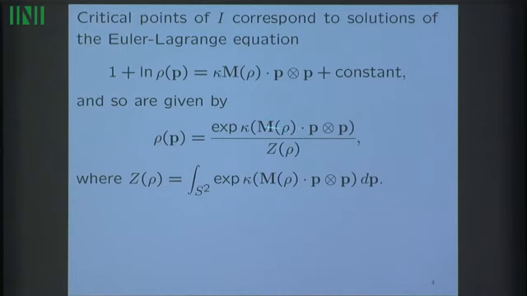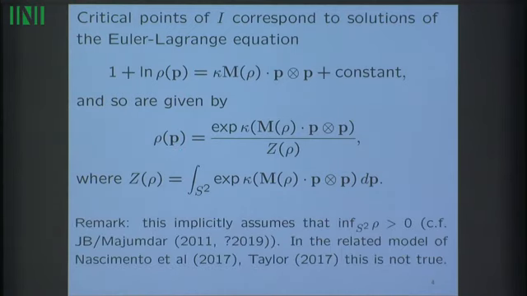So this is a matrix, but somehow we have to show the consistency here. I just wanted to make a remark that this implicitly assumes that the infimum of rho over the sphere is strictly positive. So in work with Apala Majumdar, on essentially the same problem, we struggled to show that the minimizers satisfy rho strictly bounded away from 0.